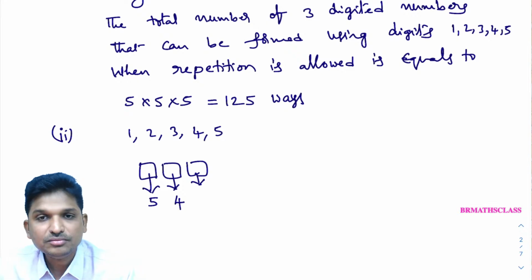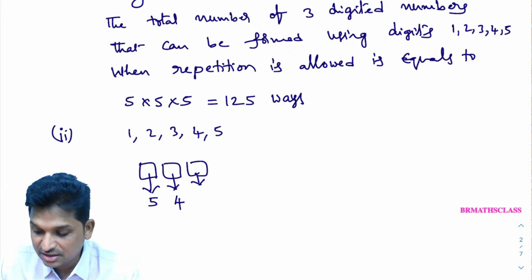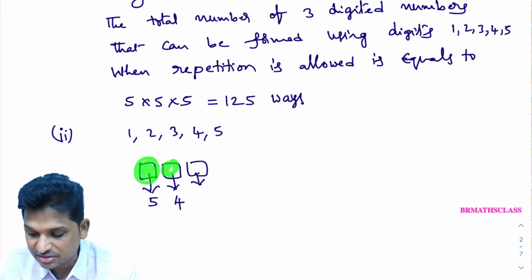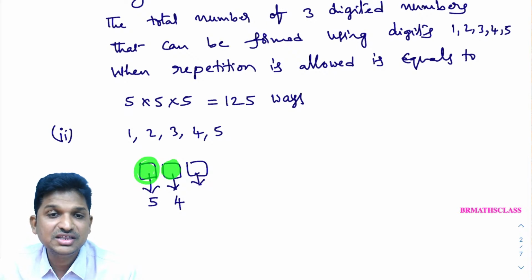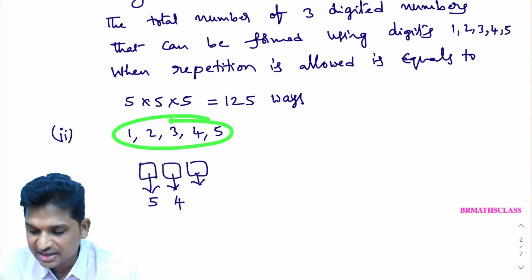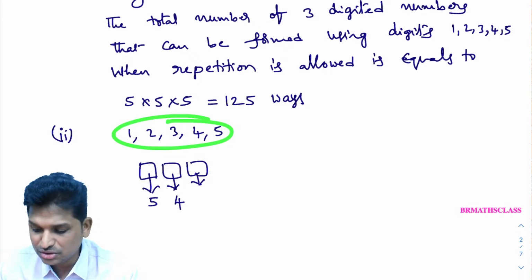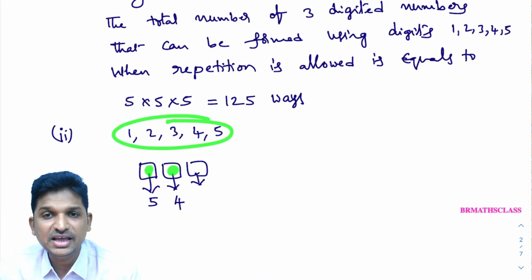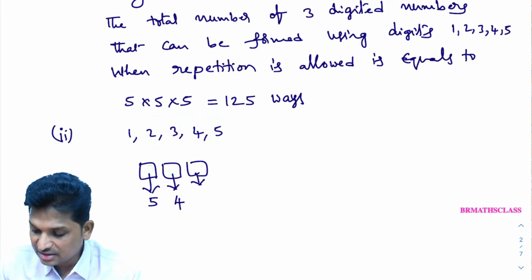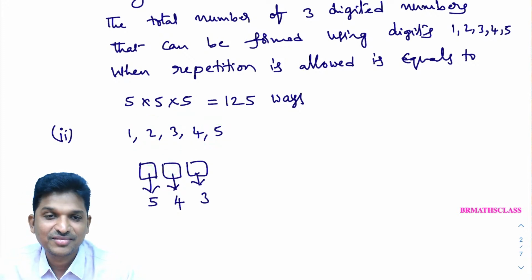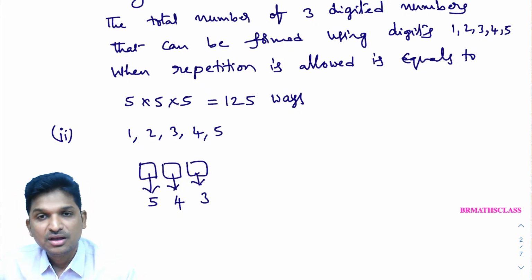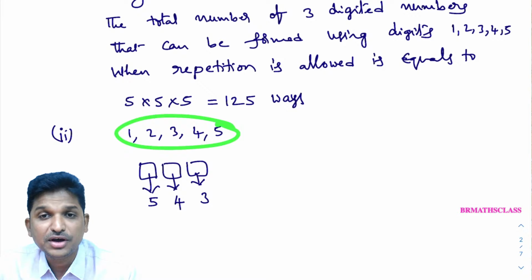What about the third box? Here in this box I have written one digit. In this box I have written another digit. What digits I used in these two boxes, I cannot use the same digit in this third box. So here actually a total of 5 digits are there. Out of these 5 digits I already used 2 digits. How many digits are remaining? 3 digits are remaining. I already used 2 digits in the first box and second box, right? So this can be done in 3 ways. So what I am trying to find is how many 3-digit numbers can be formed by using the digits 1, 2, 3, 4, 5 when repetition is not allowed.